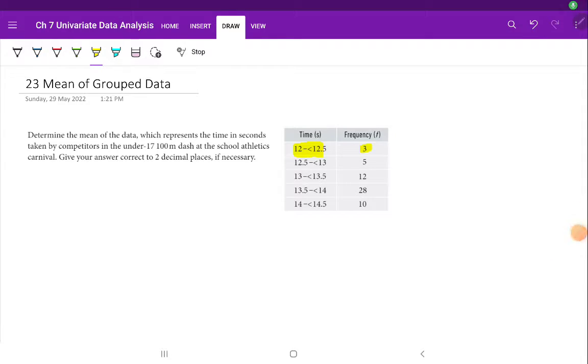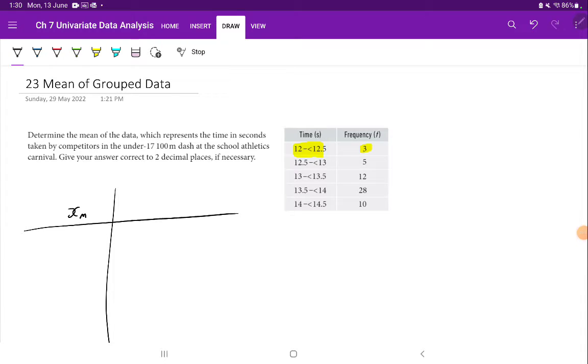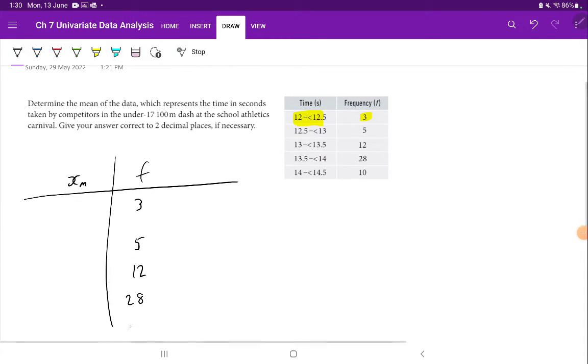So we can call this maybe the midpoint. So it's going to basically live in between the values. So let's create a new column. Let's call it XM and work out what my XMs should be. My F frequency is going to stay exactly the same for the minute. So it's just going to be 3, 5, 12, 28, and 10.